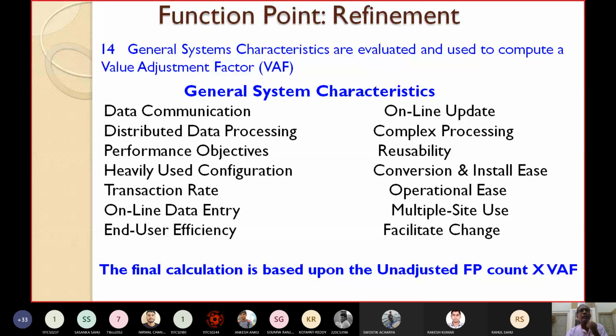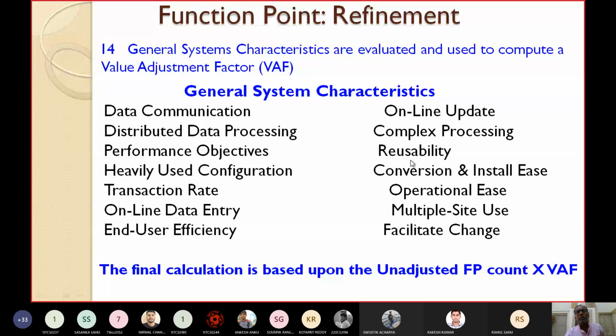Albrecht had found 14 such characteristics. 14 general system characteristics are evaluated and they are used to compute a factor called value adjustment factor, VAF. These are the 14 general system characteristics, like data communication, distributed data processing, performance objectives, heavy use configuration, transaction rate, online data entry, end user efficiency, online update, etc. From research, Albrecht had found that these 14 characteristics or parameters affect the size of the system.